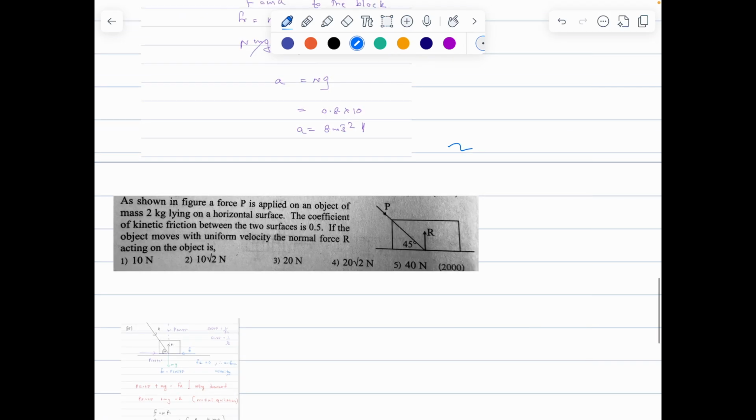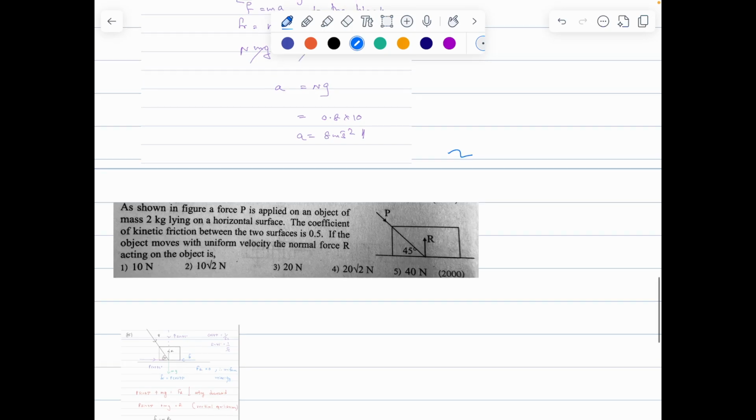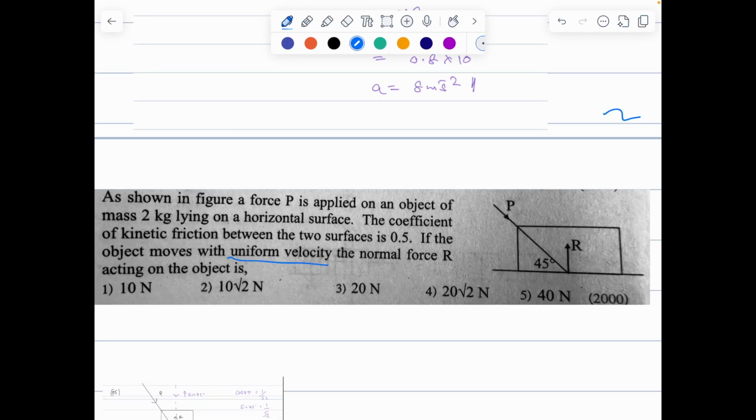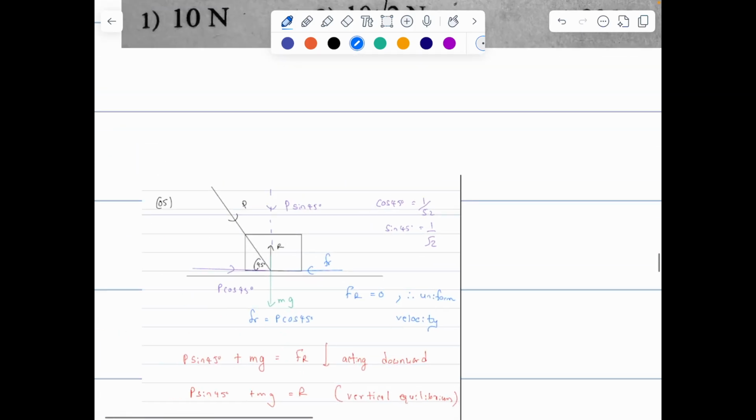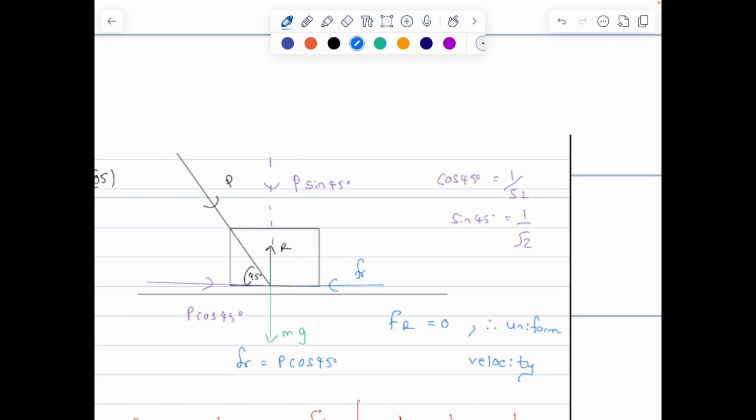Alright, so how would you solve this question? So they have mentioned that the object moves with a uniform velocity. So if the object moves at a uniform velocity, what you can understand is the frictional force occurring on the object has to become equal to what? The forward force exerted on the object. So if I draw the object, you can see when I apply a force P like so at an angle, there are components of the force. P sin 45 is the downward component, P cos 45 is the component acting in the plus x direction.